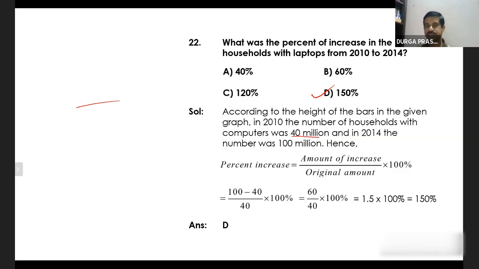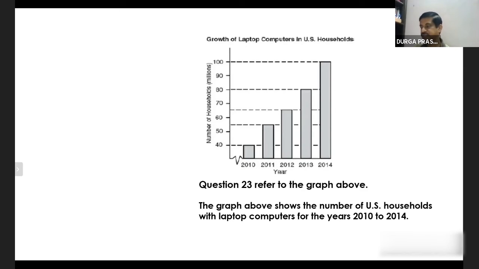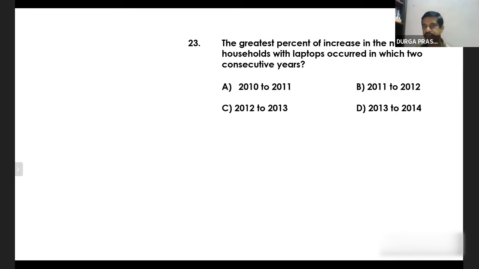Right, children, let us move to the next question. The data is the same. Question 23 refers to the above graph. The greatest percentage of increase in the number of households with laptops occurred during which two consecutive years? So for 2010-11, he gave the data.